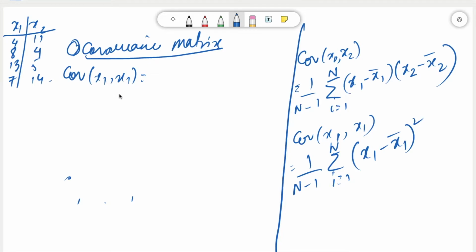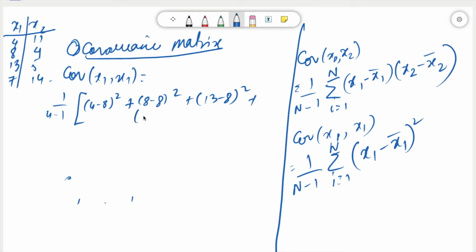So we will get 1 divided by 4 minus 1, multiplied by (4 minus 8) square plus (8 minus 8) square plus (13 minus 8) square plus (7 minus 8) whole square. So this is what we got. 4, 8, 13, 7, and 8 is the mean of feature x1. Similarly, if you calculate this, you will get 14.